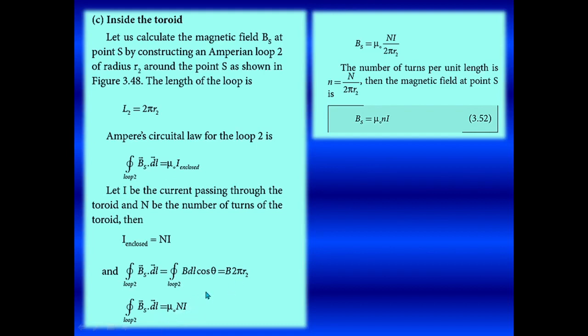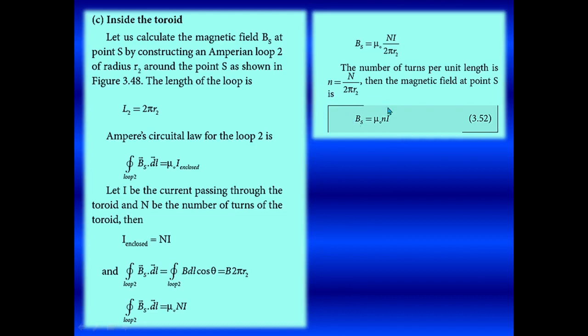Equating these two equations, we obtain Bs is equal to mu naught N I divided by 2 pi R2. The number of turns per unit length is small n is equal to N by 2 pi R2. Then the magnetic field at point S is Bs is equal to mu naught into N by 2 pi R2 into I, where N by 2 pi R2 can be replaced by small n. So Bs is equal to mu naught n I.